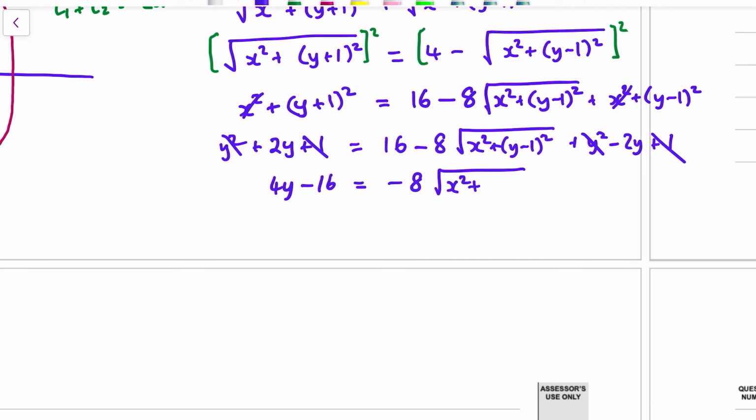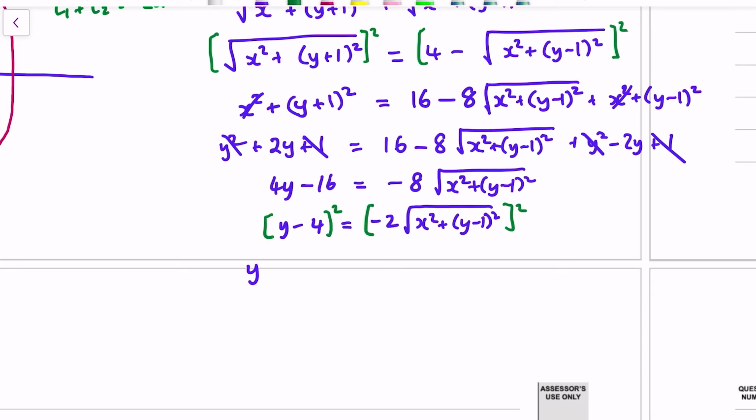I'm preparing to square again. And this is just for one of the ellipses, right? The problem had an infinite number of ellipses to satisfy the inequality. Divide everything by 4. Square both sides again. I'm squaring the whole of the left hand side and the whole of the right hand side. Y squared minus 8y plus 16 equals 4.